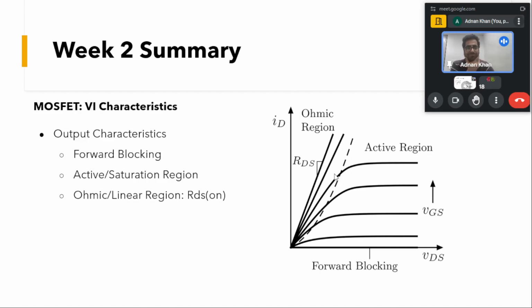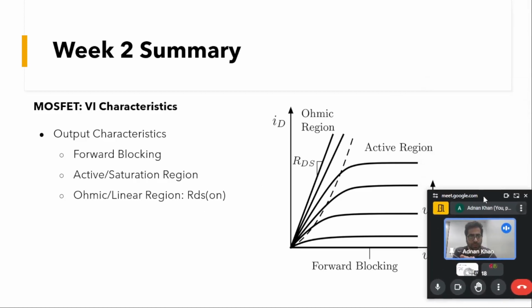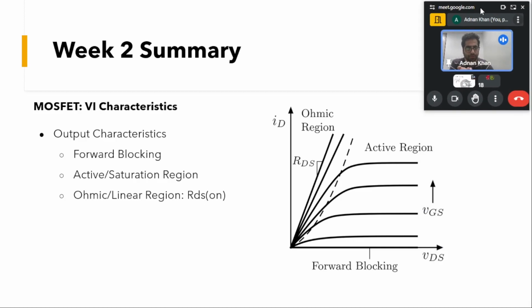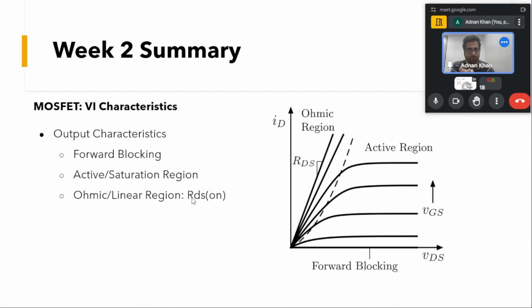And if we give a certain amount of VGS above the threshold, then our device can go into the ohmic region. This is a linear region, and our RDS(on) will follow Ohm's law. Usually for our MOSFETs we operate our devices in this ohmic region.